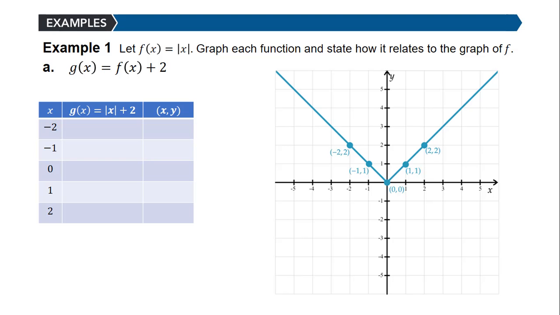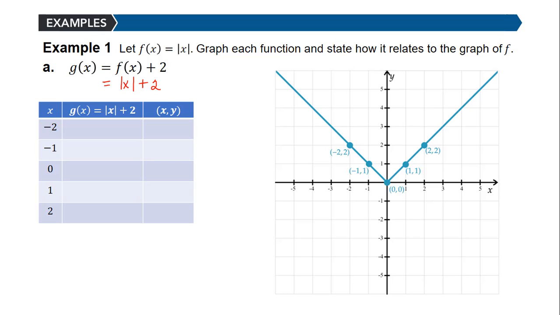So I have an example. We have, let f of x equal the absolute value of x, graph each function, and state how it relates to the graph of f. The first part is g of x, which equals f of x plus 2. We'll note that f of x plus 2 represents the function absolute value of x plus 2. Now by what we just saw, we know that this graph should shift the graph of f up 2 units. And let's just confirm that.